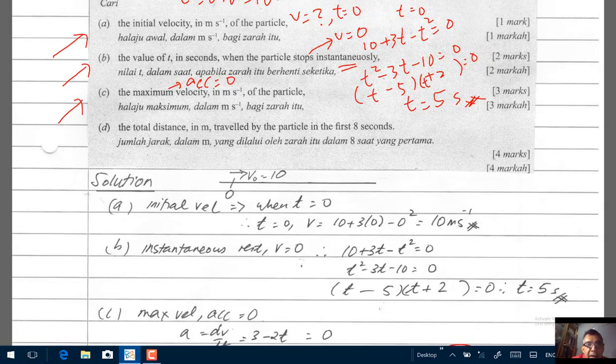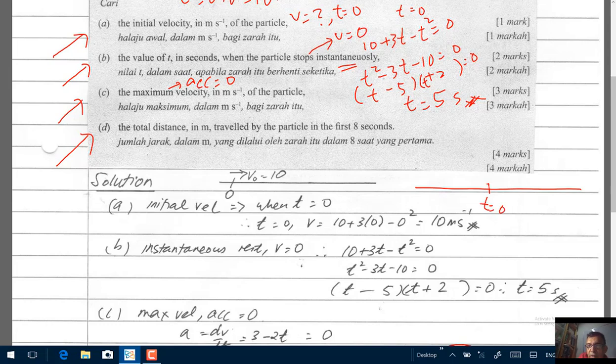Okay, and then you are asked to find in part D the total distance in meters traveled by the particle in the first 8 seconds. There are a couple of ways to handle this, by drawing graphs and so on. Let's use the method called tracking. So this is t equals 0 and we know the particle is moving to the right. At t equals 5, it stops instantaneously. So here will be t equals 5. It goes here and takes a turn.